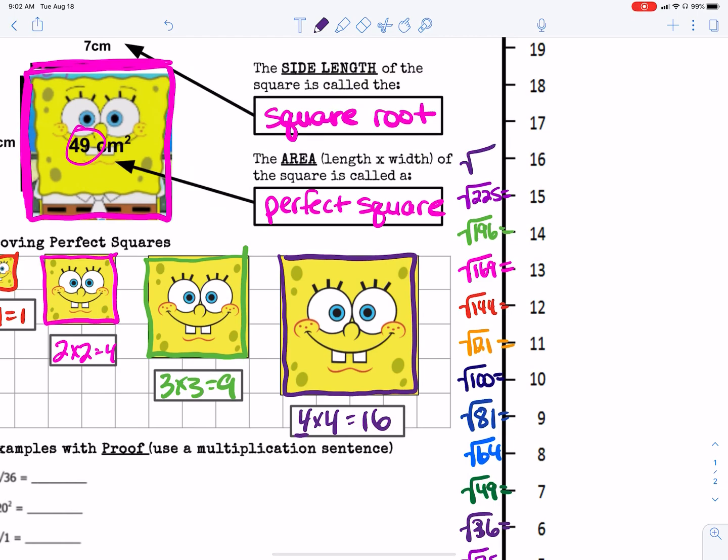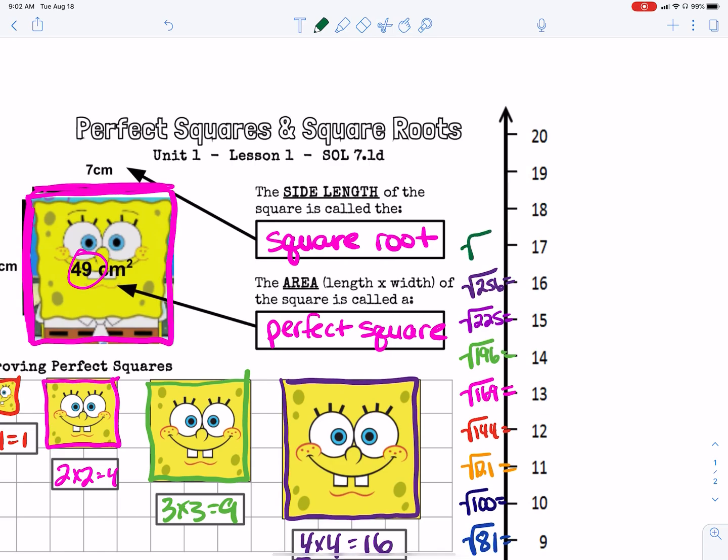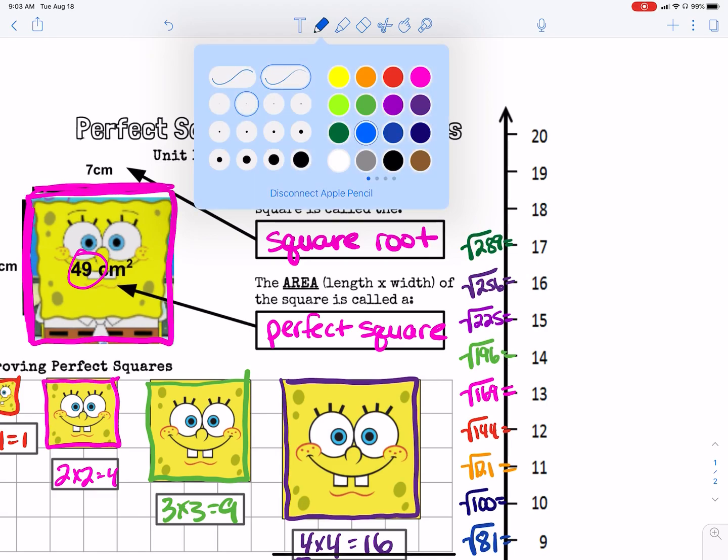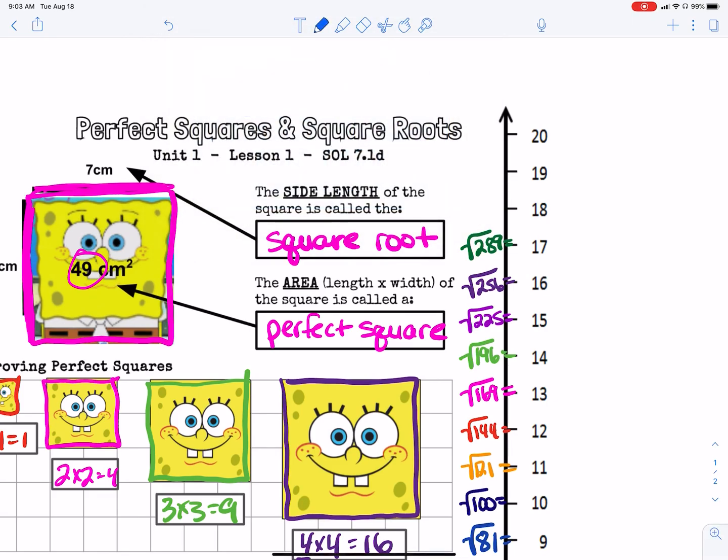16 times 16 is 256, so the square root of 256 is 16. 17 times 17 is 289, so the square root of 289 equals 17. 18 times 18 is 324, so the square root of 324 equals 18. 19 times 19 is 361, so the square root of 361 equals 19. And then our last one that we're responsible for knowing is 20 times 20, which is 400. So the square root of 400 is 20.